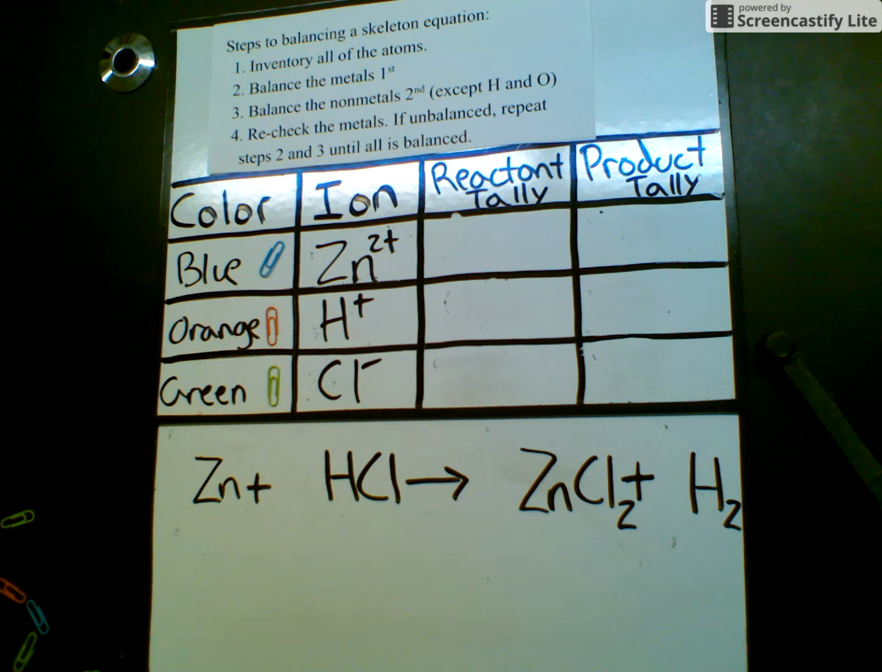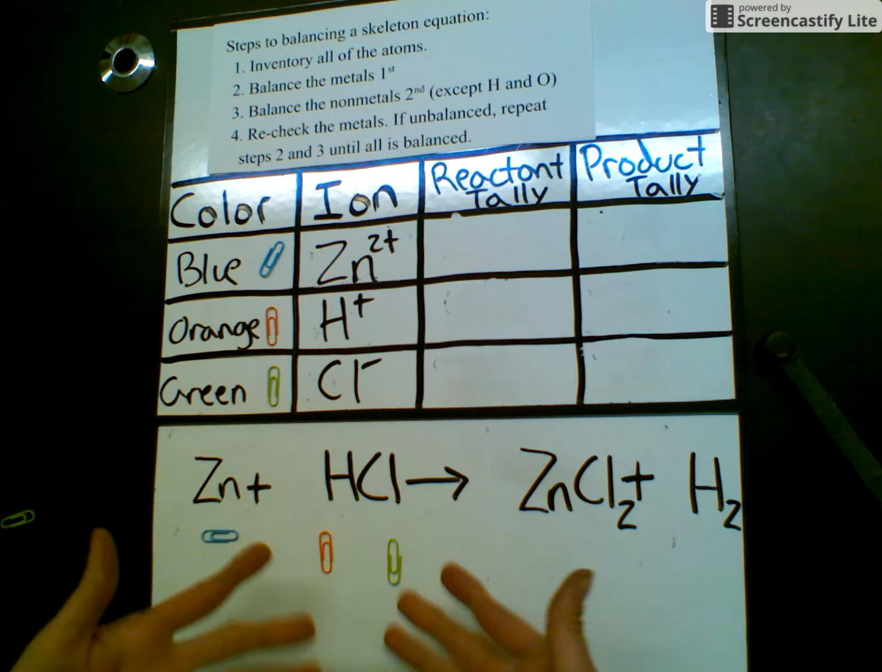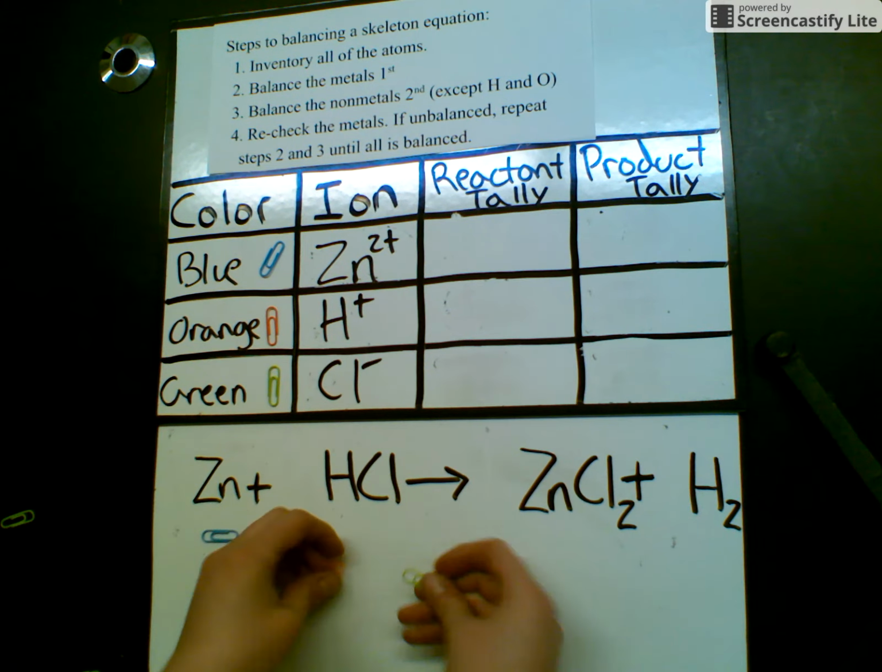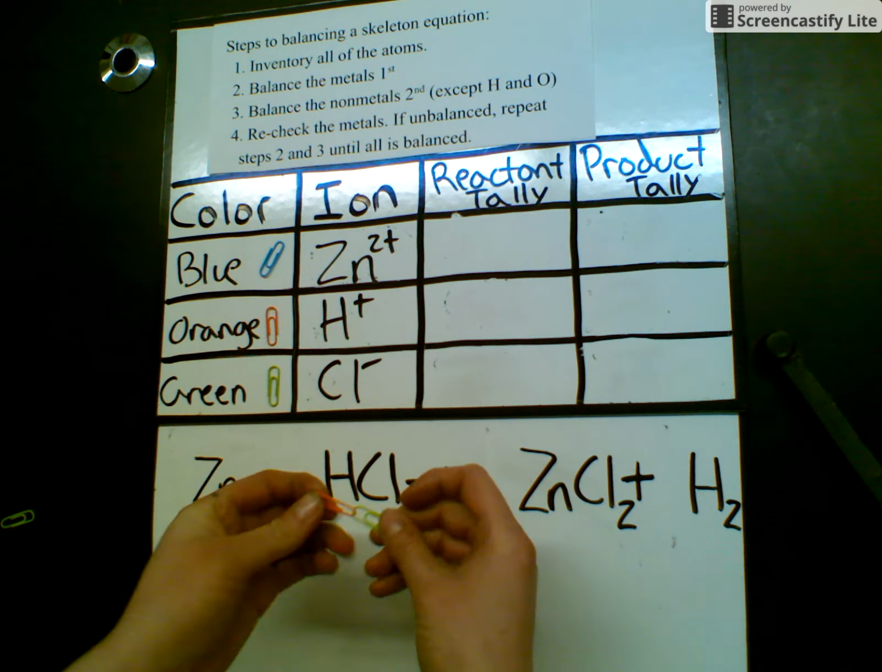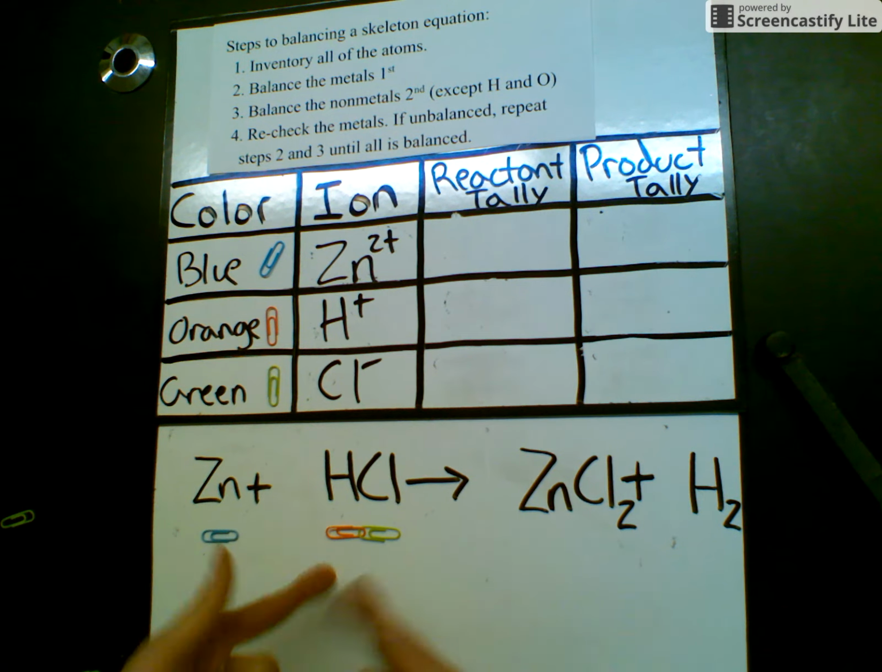So now that we've assigned a color, we're going to go ahead and build the atoms using the paper clips. So if I were to build zinc by itself, it only consists of one atom. So zinc would look like this, just a single blue paper clip. But if I wanted to build hydrochloric acid, I would have to take hydrogen and chloride and bond them together. If I left them like this, it's just atoms floating around, or dissociated ions. So I'm going to go ahead and bond them together by snapping them together. Now they're bonded, and I've created a hydrochloric acid molecule.